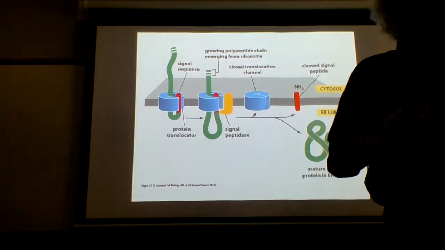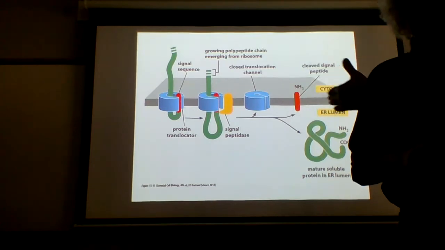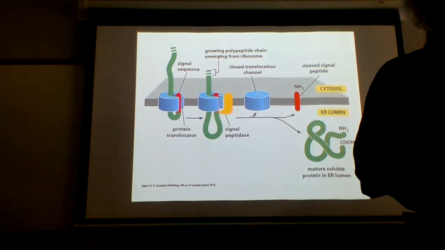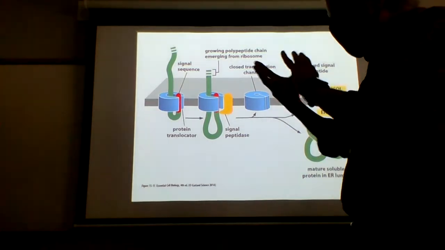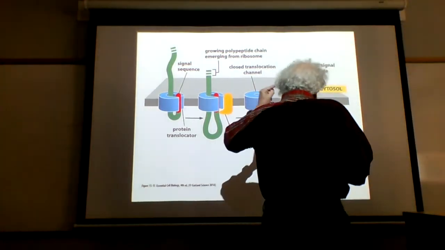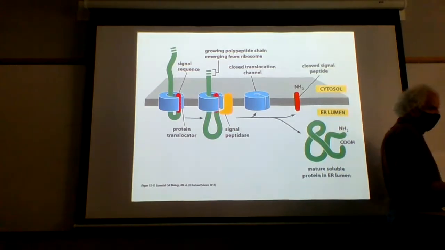And then all you have to do is suck the media off, add fresh media, and just keep these cells rolling. And this becomes a technological way of producing proteins. So that's where the protein ends up, in the lumen.